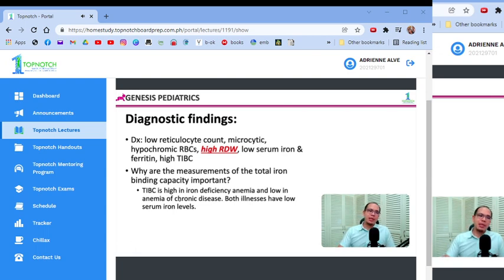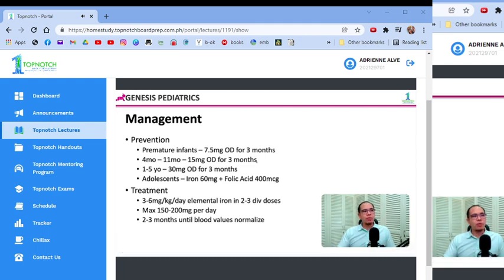It says here your total iron binding capacity is high in IDA and low in chronic disease because both of these diseases will have low iron levels. Okay, and how do you manage it? So we've already discussed prevention. I've shown you a comprehensive slide during the earlier part of this lecture.